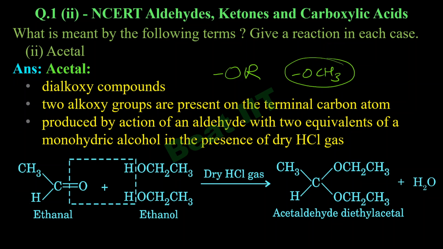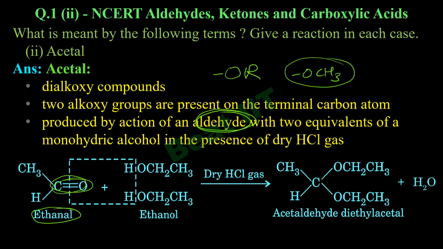So if you see, this is aldehyde, we have a carbonyl group here. And remember what we are saying, these are produced by action of an aldehyde. So we have aldehyde here. And this one, we have monohydric alcohol, means there is only one OH group. We have taken two molecules, so that's why it is shown like this. This is ethanol. So what happens here?